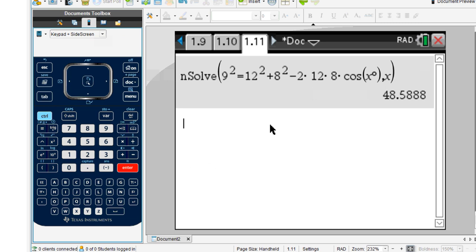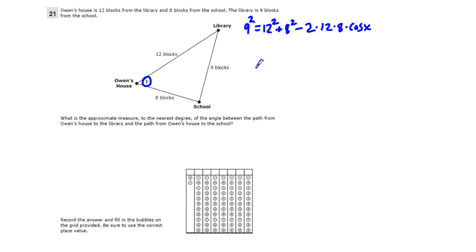So 48.5888. Okay, 48. That's going to be degrees. And we want, what does it say? To the nearest degree. Okay, single degree. So x is going to be equal to 49 degrees according to the instructions here. So we put in 49.